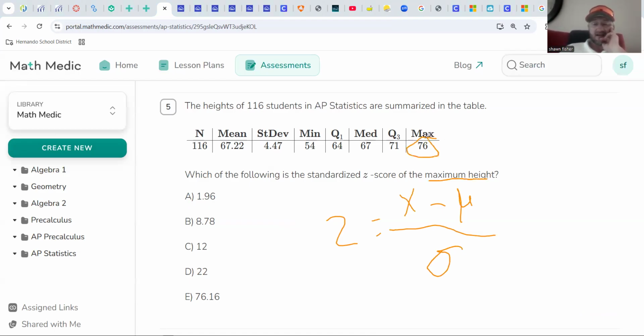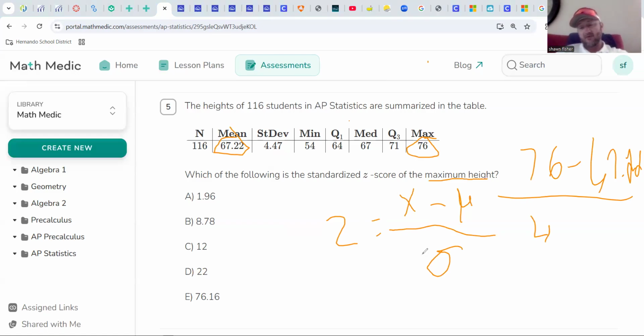There it is. So instead of X, I'm going to put 76. Instead of the mean, I'm going to put the mean, 67 point. I'm writing sloppy. I'm having to trace it with my finger. Divided by what is the standard deviation, the give or take? 4.47. And you guys throw this in your calculator.